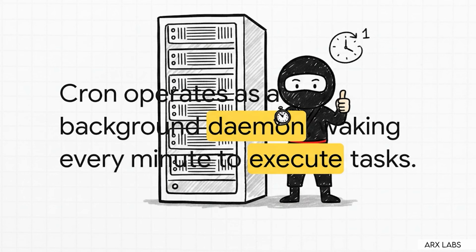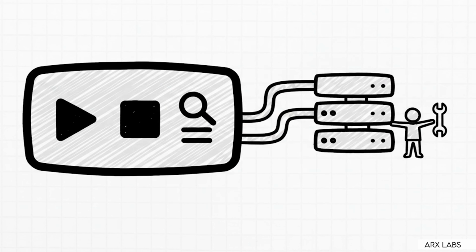It literally wakes up every single minute, checks the crontab files, and sees if any scheduled jobs match the current system time. And as a Linux administrator, you have total control over this engine using systemctl commands. You can start it, view it, or temporarily stop the cron service altogether.